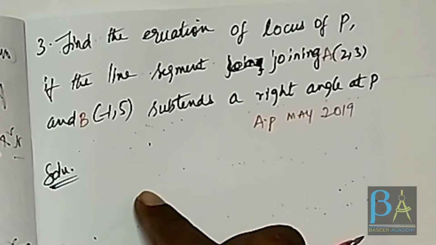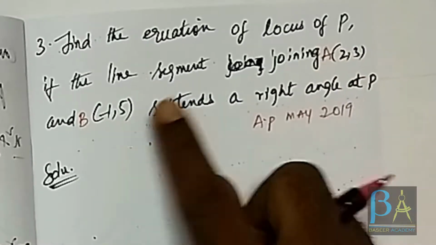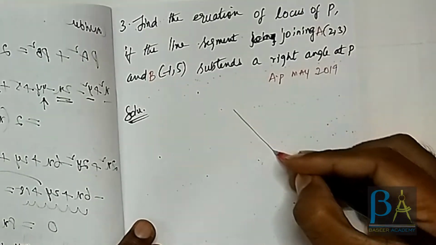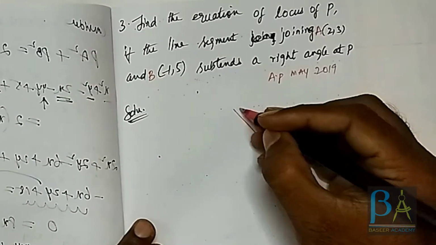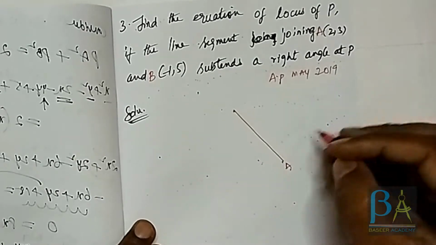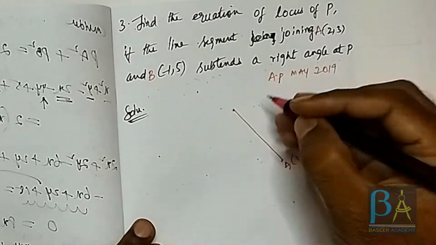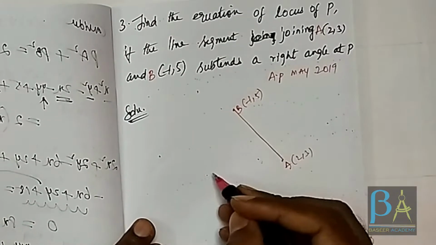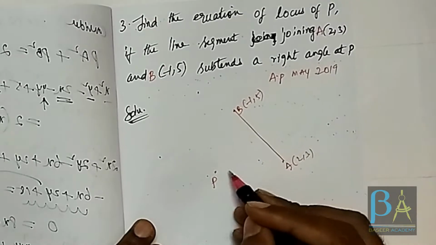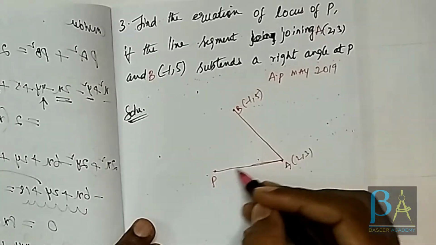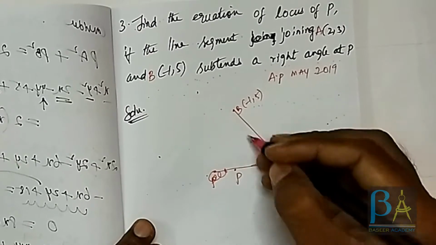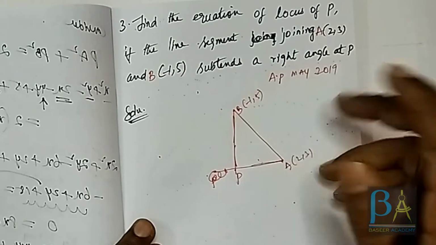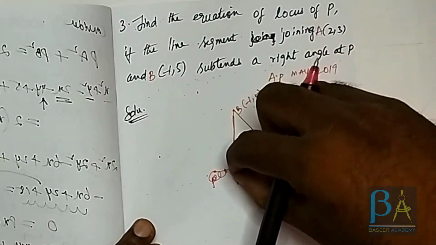Now the question says the line segment which is joining these 2 points is subtending a right angle at P. So let us say I have a line segment joining the 2 points A, which is (2, 3), and B, which is (-1, 5), and this line segment is subtending a right angle at a point P. Let us say this is my point P.